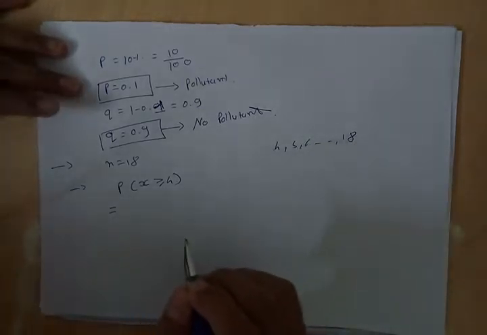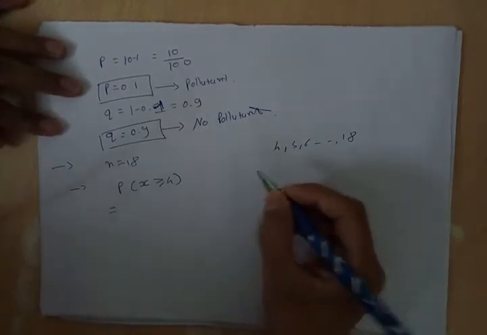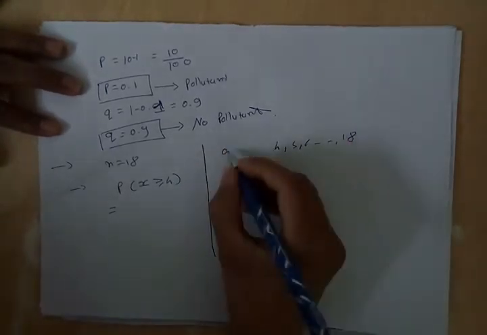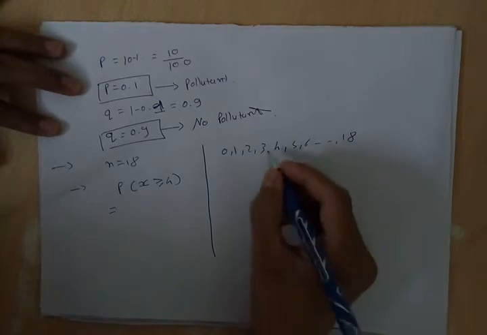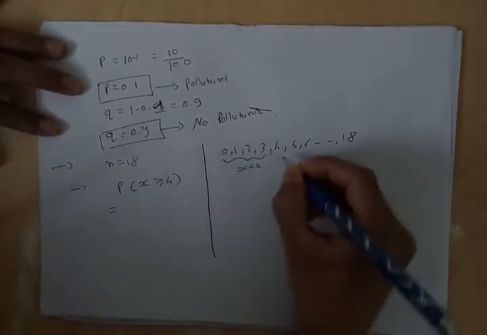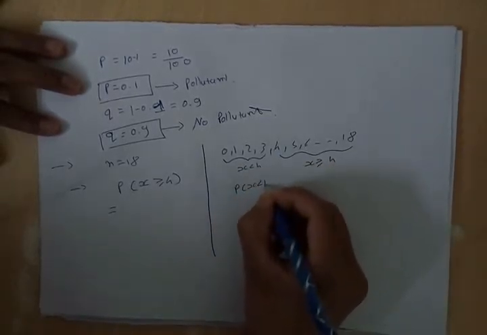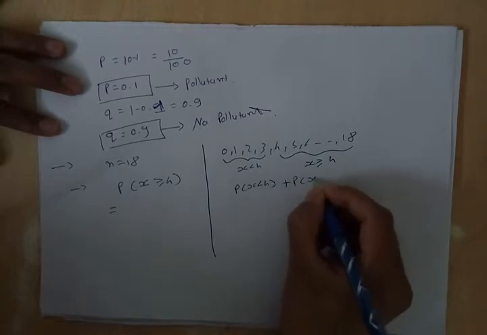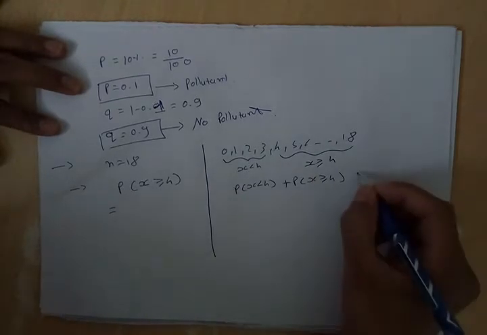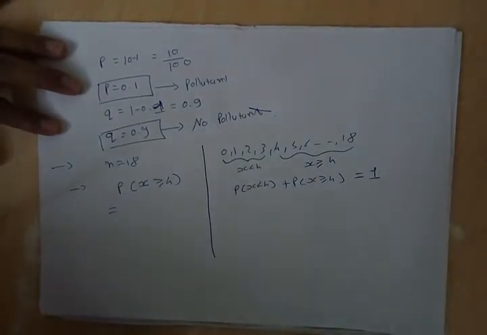Now this will be a lengthy calculation, so we will use this formula. We can write 0, 1, 2 and 3, this is just for explanation. So this is x less than 4 and this is x greater than or equal to 4. So probability of x less than 4 plus probability of x greater than or equal to 4 is the summation of all the probabilities, and it is equal to 1, because the summation of all the probabilities is always 1.